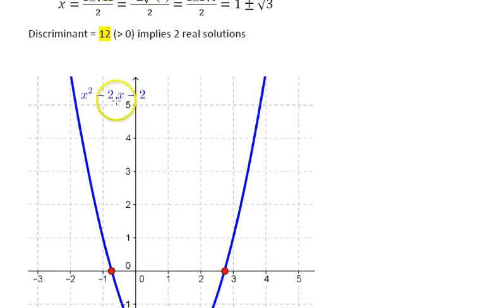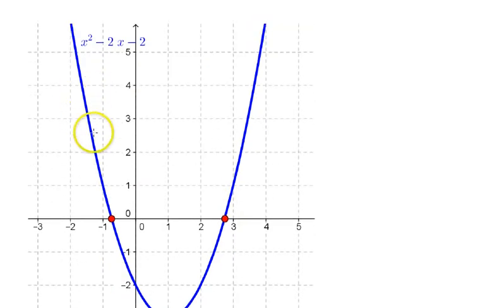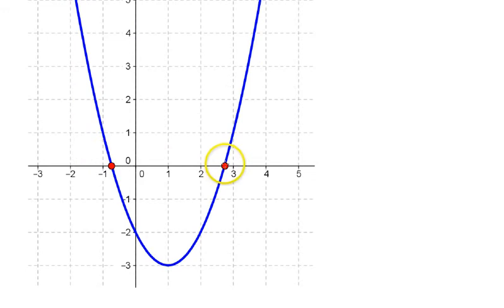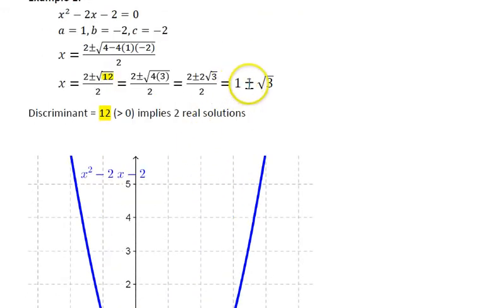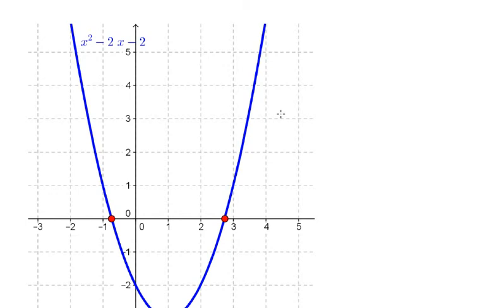Here's a graph of the quadratic, and it's a parabola. We see that it crosses the x-axis in two places, and those places are 1 plus the square root of 3 and 1 minus the square root of 3.